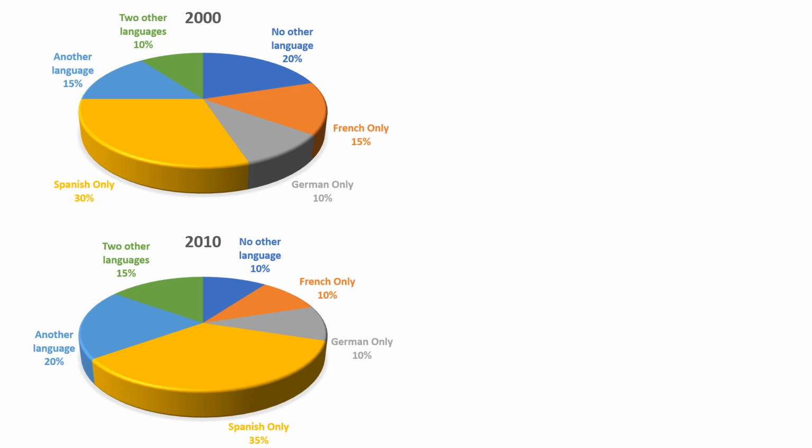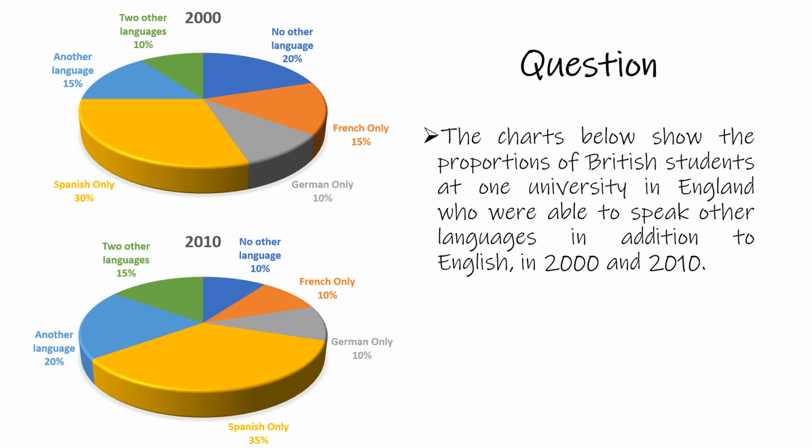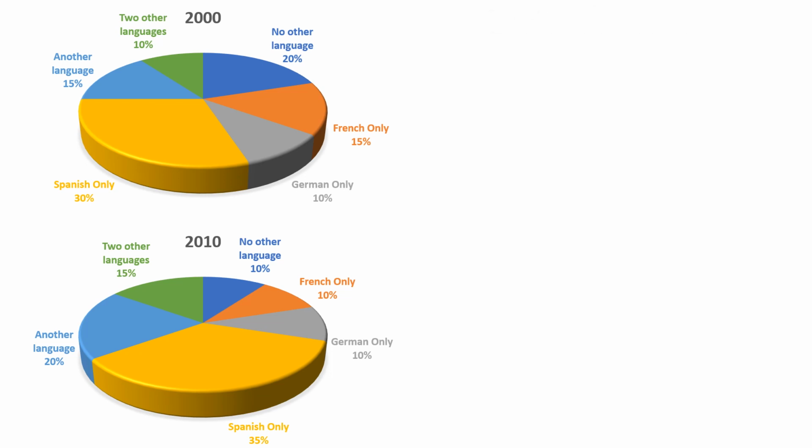Let's begin to write an introduction. To write an introduction in Task 1, we have to paraphrase the question, not copy and paste. Again, looking toward our question: The charts below show the proportions of British students at one university in England who were able to speak other languages in addition to English, in 2000 and 2010. And here is how I write an introduction.